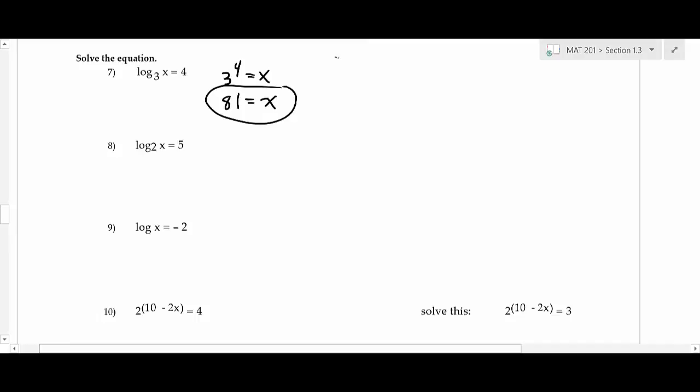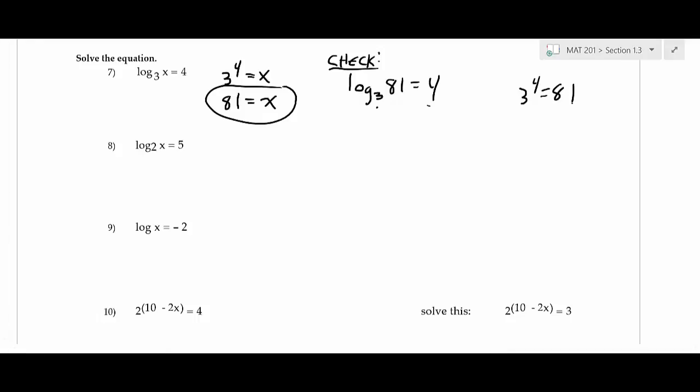It's always helpful, anytime you're learning any type of equation in math, that the only way to really understand it is to check it. So let's check it. If you go back to the beginning of the problem and replace x with 81, how do you know it's right? Well, what is 3 to the 4th? It's 81. So it's right. Does that make sense? That's how you check a logarithmic equation: you replace x with its value, write it back in exponential form, and it's going to have to work out.